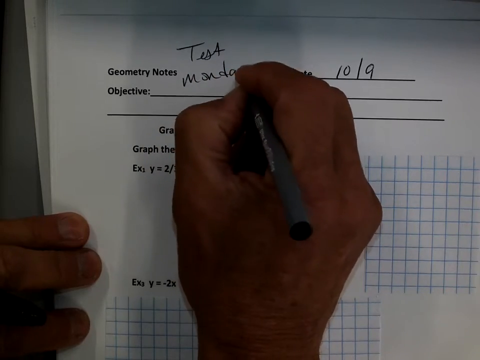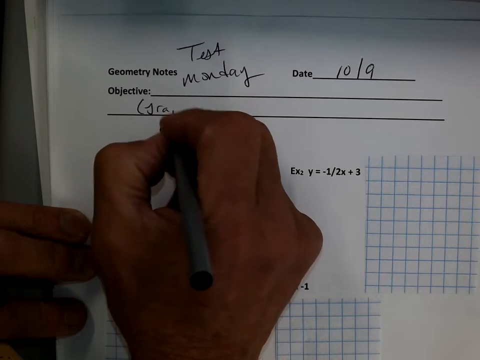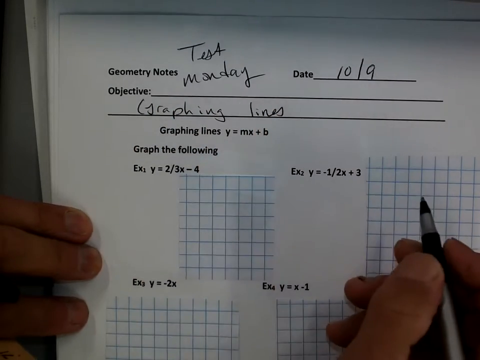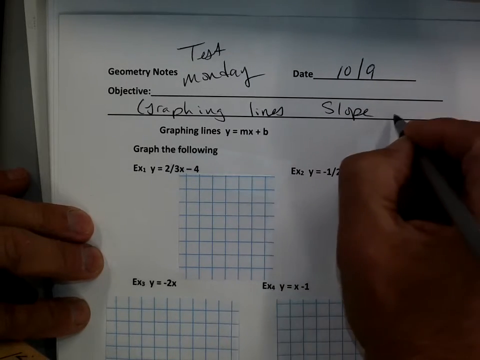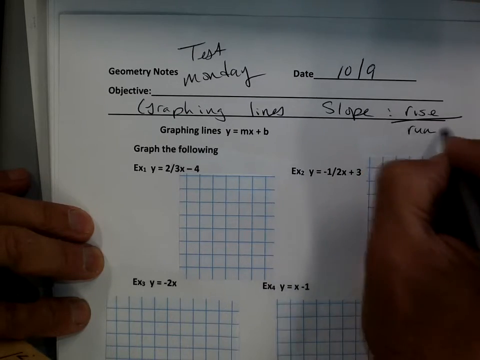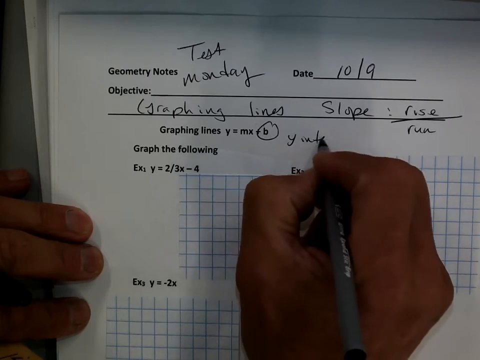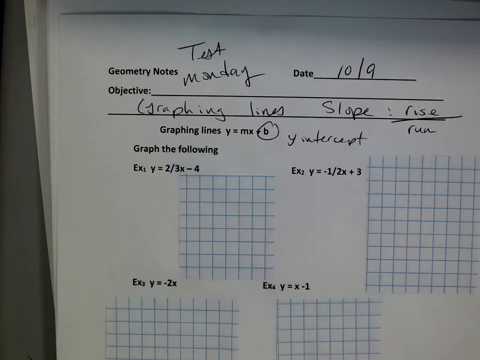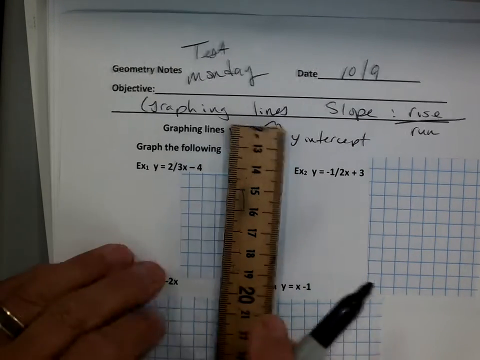Okay. So this is a little bit of a review. Basically, we're going to be graphing lines, and we've done this before. We've got to remember about slope, which is rise over run, and then we've got a y-intercept, which goes on the y-axis. Okay, so let's look at example number 1. Hopefully this is just a nice review of what we did in algebra.